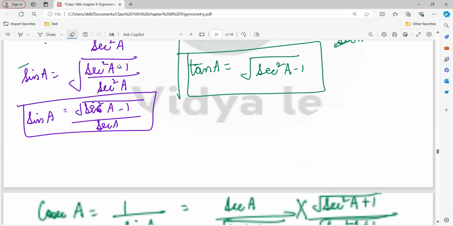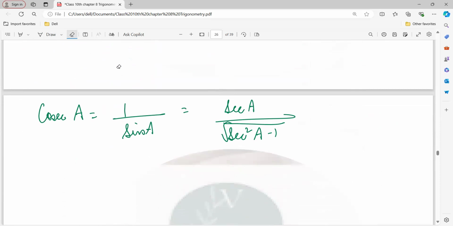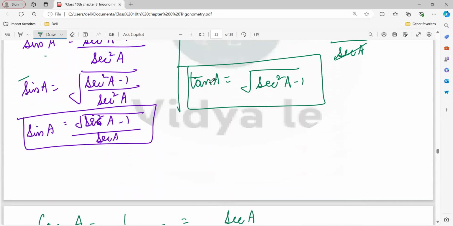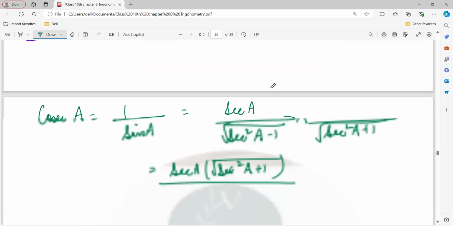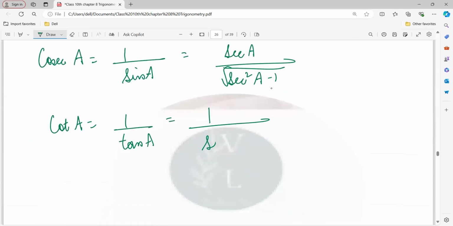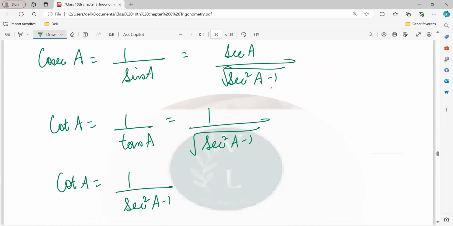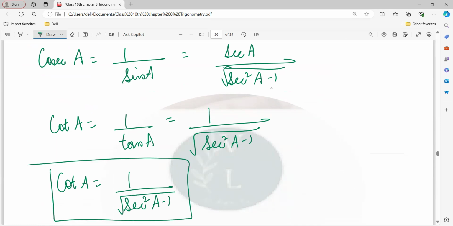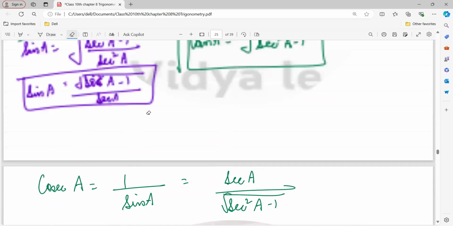Okay, last we have to find cot A in terms of secant. And cot A is the reciprocal of tan A. And we have the value of tan in terms of secant, which is square root of secant square A minus 1. So we will just substitute its value and we'll get our answer, right? So we got the value of cot A as 1 upon square root of secant square A minus 1. So this is how to find the value of one trigonometric ratio in terms of other trigonometric ratios. I hope it is clear to everyone.